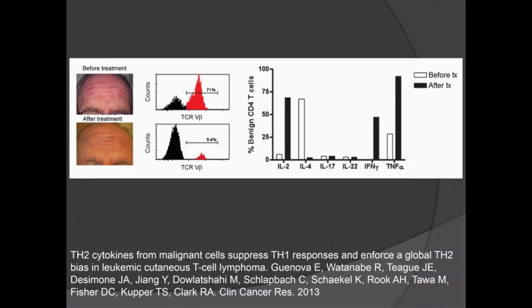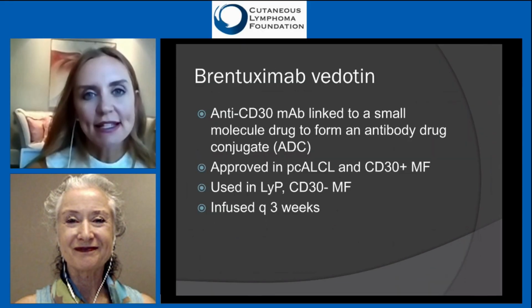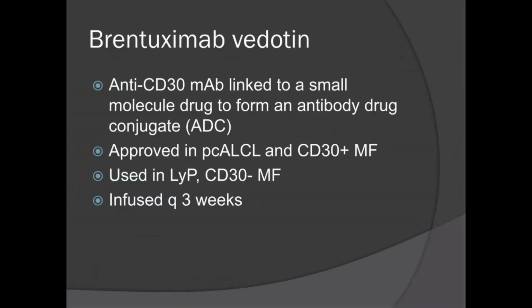I'll skip this one because it's a little bit basic science. Okay, Brentuximab. This is an anti-CD30 monoclonal antibody. This is approved in anaplastic large cell lymphoma and mycosis fungoides. It's also used in lymphomatoid papulosis, and it's infused once every 3 weeks.